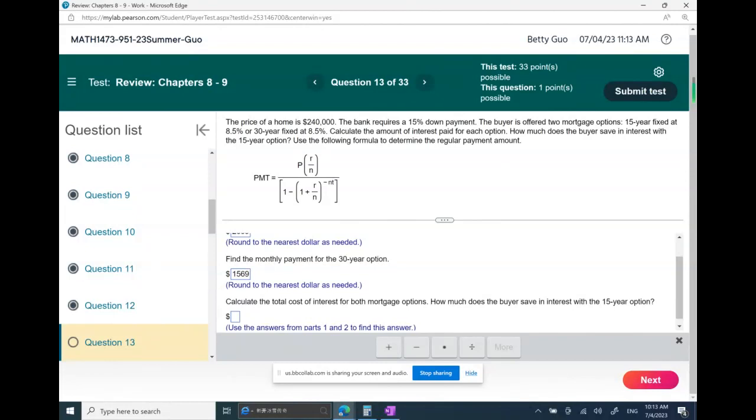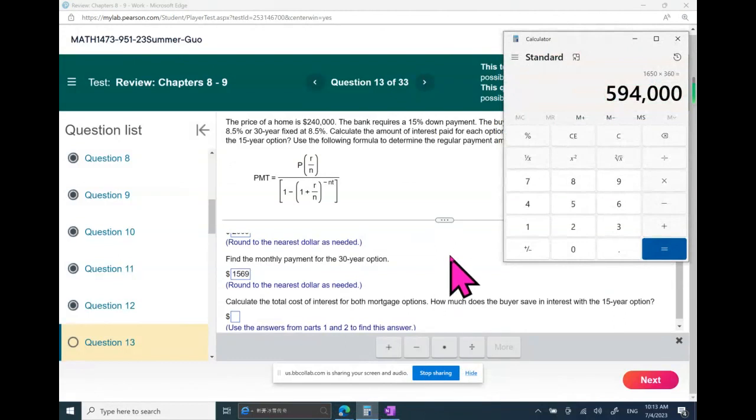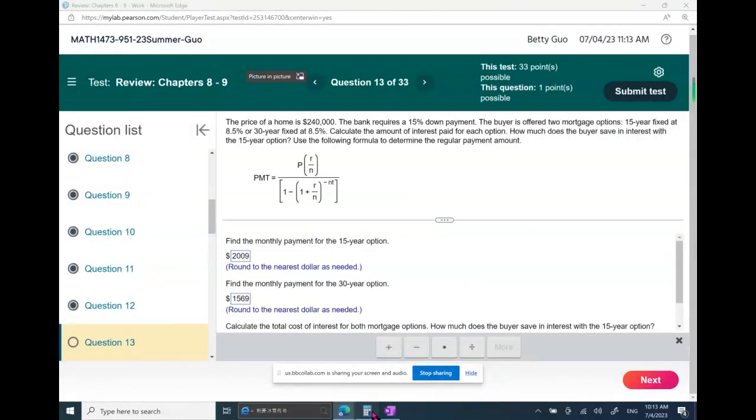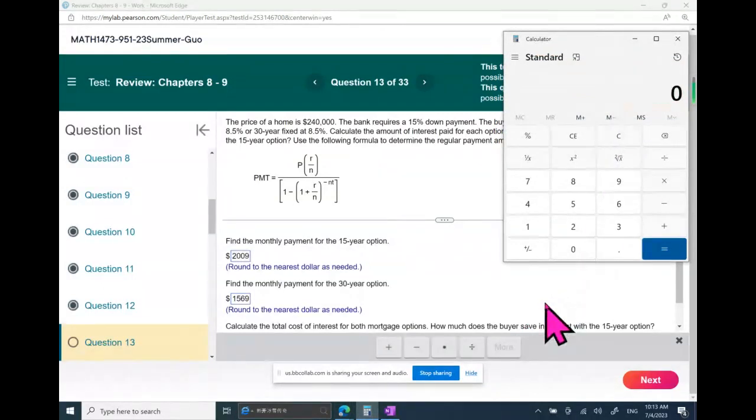Next part, calculate the total cost of interest for both mortgage options. How much does the buyer save in interest with the 15-year option? Well, let's do the calculation. For the 15-year option, every month you pay 2009 for how many months? For 180 months. 12 times 15, yeah, 180. That's the total money you pay, right? We don't have to find the interest separately, because the money you owe is the same. So you pay 361,620 in the case of the 15-year loan.